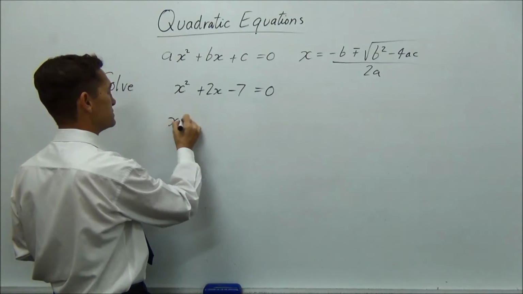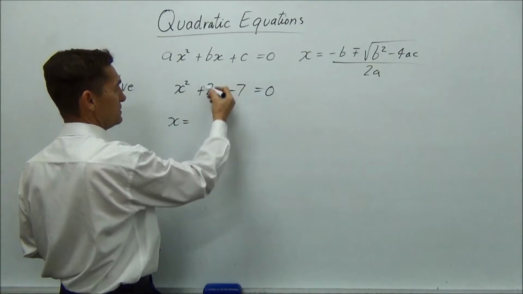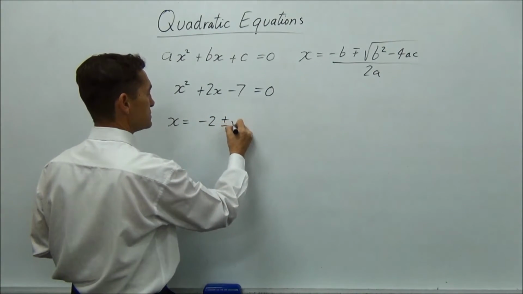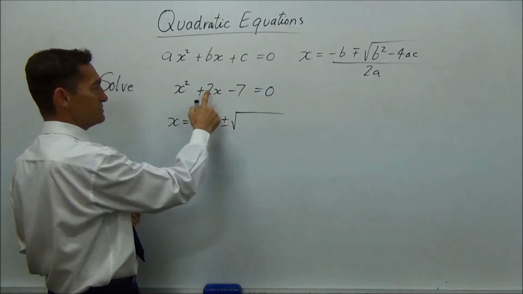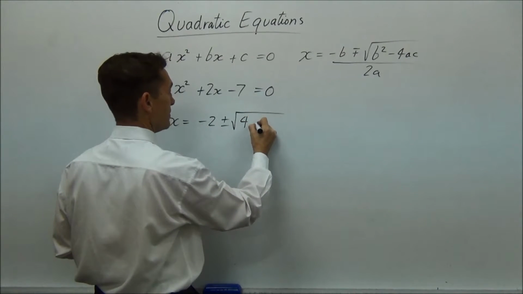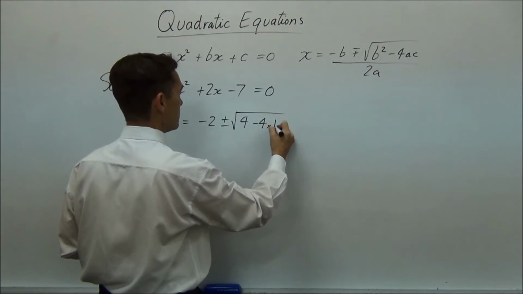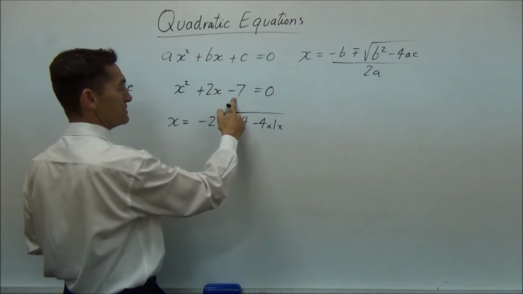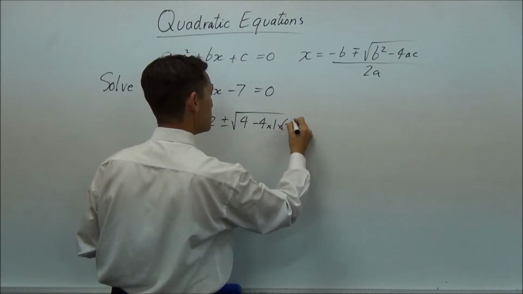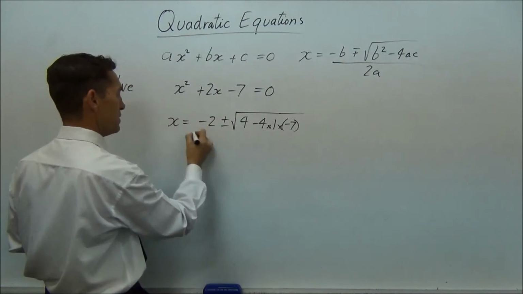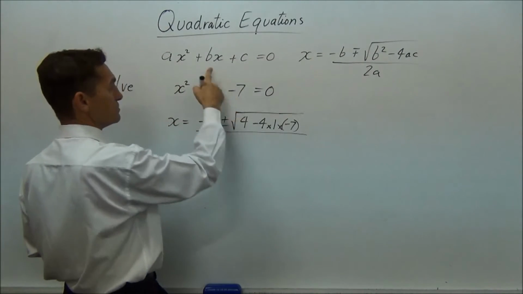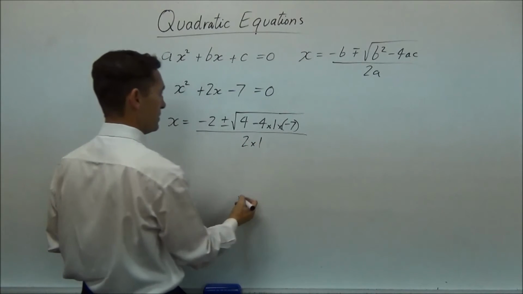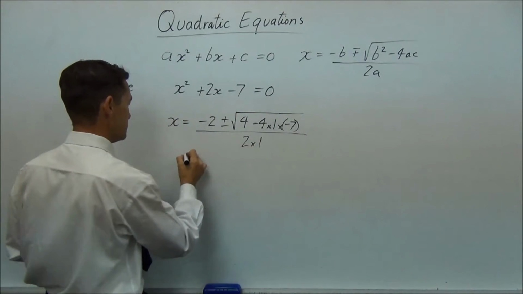So we're going to get x equals minus b. Our b is plus 2. So we're going to get minus 2 plus or minus the square root, b squared, 2 times 2 is 4, minus 4 multiplied by 1, because there's a 1 there for the a, multiplied by the c is minus 7. I'll put it in brackets so we don't lose the minus, all divided by 2 multiplied by a, which is 1, so 2 times 1. Simplify that and that's your answer.